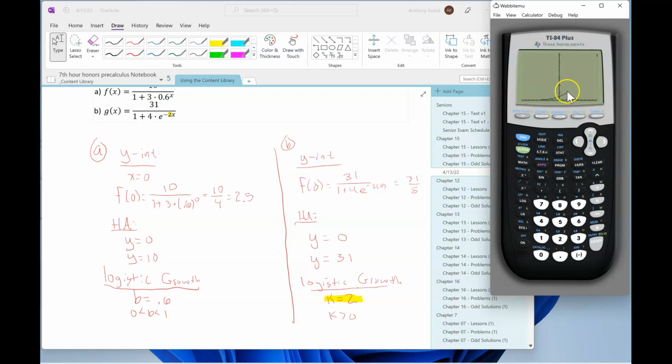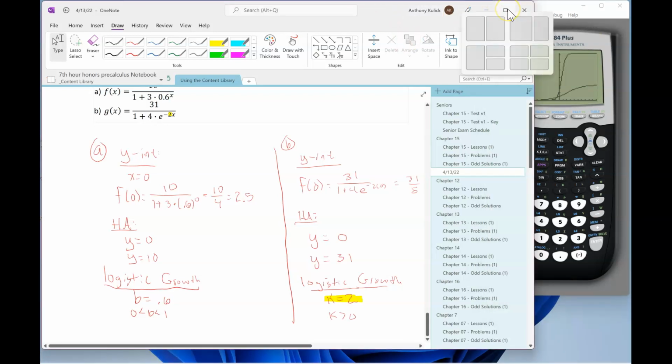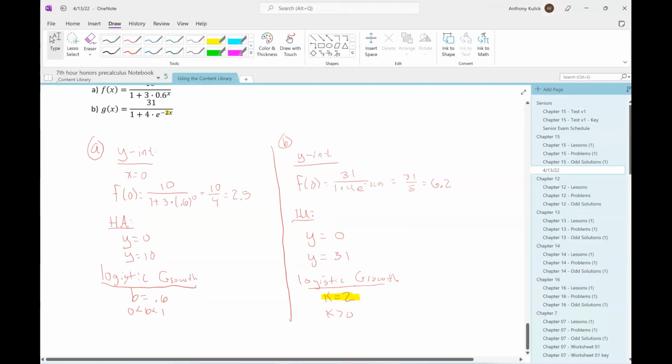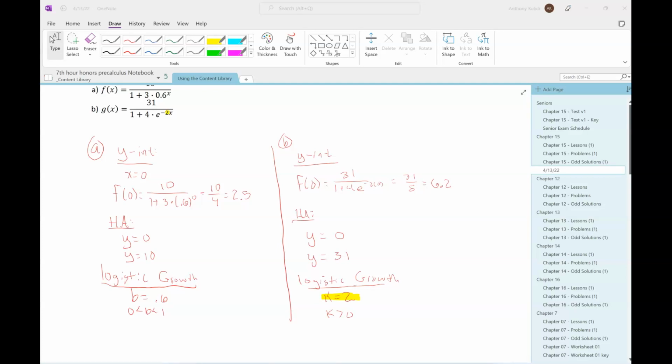Here's my first logistic growth. Notice it's increasing from left to right, but it seems capped at 10 there. This second one is my second logistic growth. Again, it's increasing from left to right, then seems capped at 31 there at the top. This seems like a pretty nice modeler for a population growth problem, right? Once you get to the carrying capacity of whatever your system is, probably not going to grow much past that.